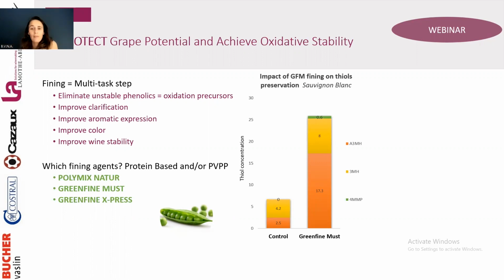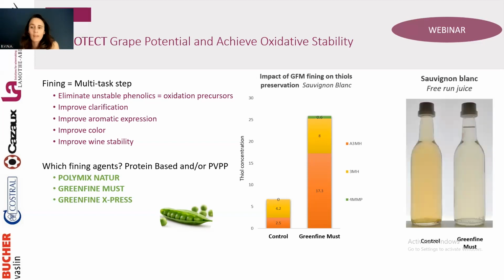The wine that we fined with green fine must during fermentation is actually showing some 4MMP that the control doesn't have anymore, way more 3MH, actually double the control, and a huge amount of 3MH acetate, which means we preserved the 3MH for the yeast to transform it. So day and night in terms of wines, just because we did a fining.